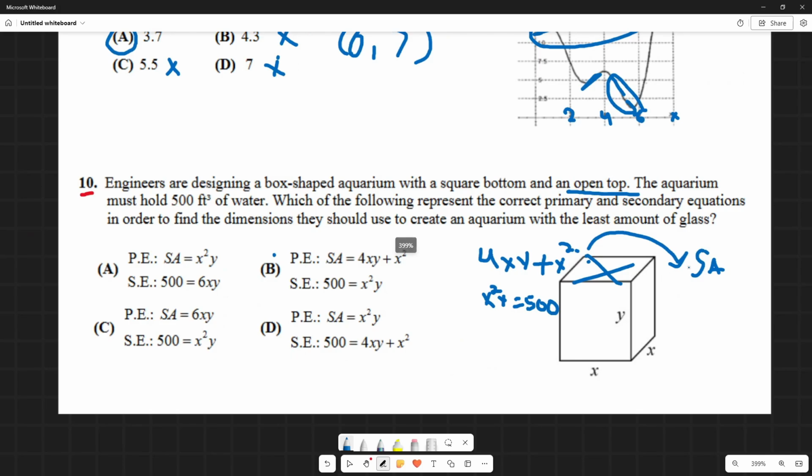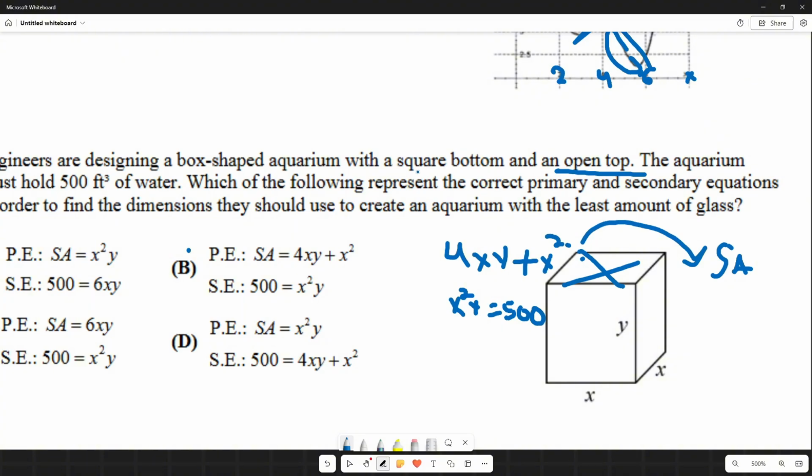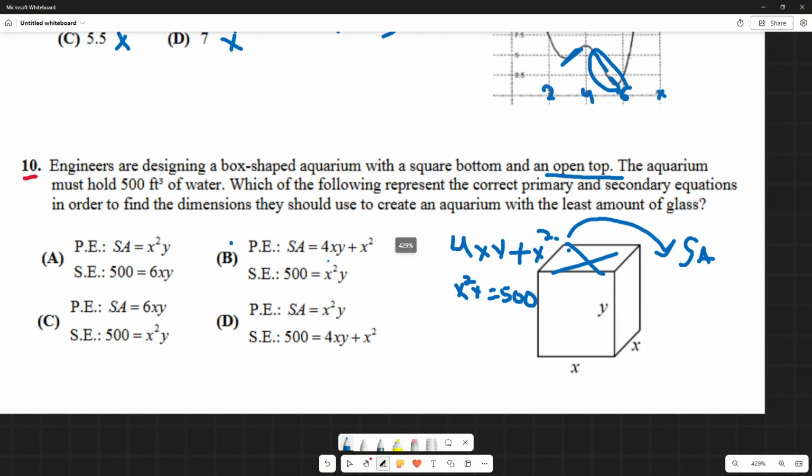Alright, next banger question is number 10, alright? This is another optimization question. I already did it, so I'm just going to quickly go over it. So it says that some people are designing a box-shaped aquarium with a square bottom and an open top. So the open top means that we're not even going to include this top part. And then we have a square bottom, meaning the bottom part of this box is going to be a square. So that means it's going to be x times x. So we want to find our surface area and then our volume.